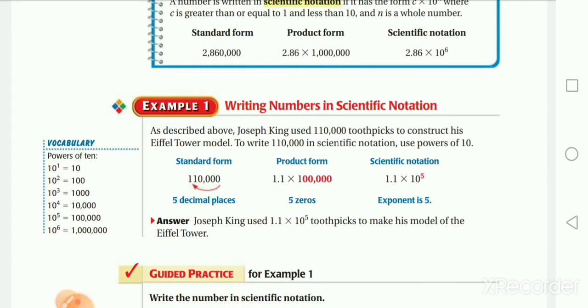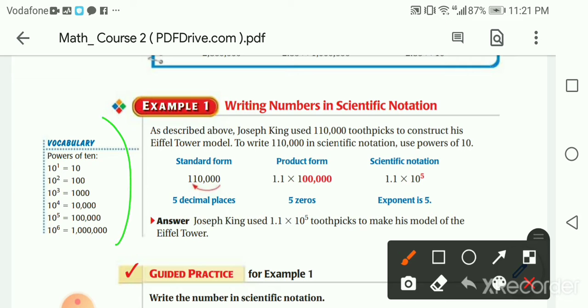As you see here in this table, I like this table, vocab. Powers of 10: 10 to the first power is 10, 10 to the second power is 100, 10 to the third power is 1000, and so on. It's very easy now.